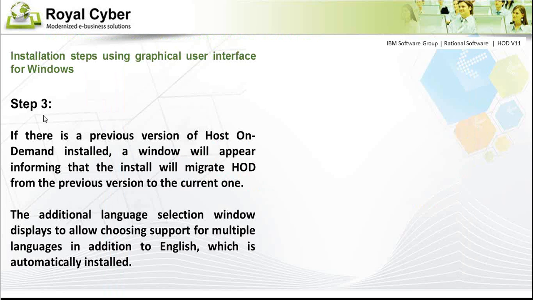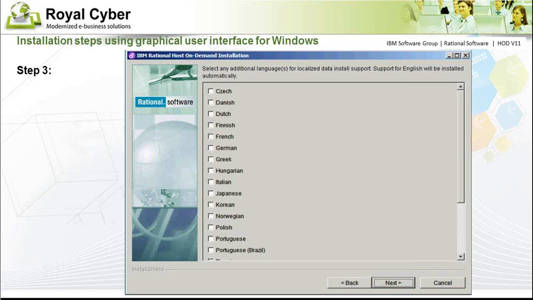In step 3, if there is a previous version of Host on Demand installed on Windows, a window will appear informing that the install will migrate Host on Demand from the previous version to the current one. The additional language selection window is displayed to allow you to choose from a variety of languages available in addition to English, which is automatically installed. This slide shows the multiple language selection options, and you can choose whatever you want and click next.